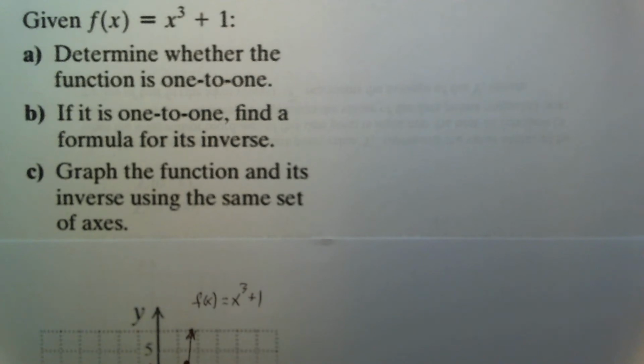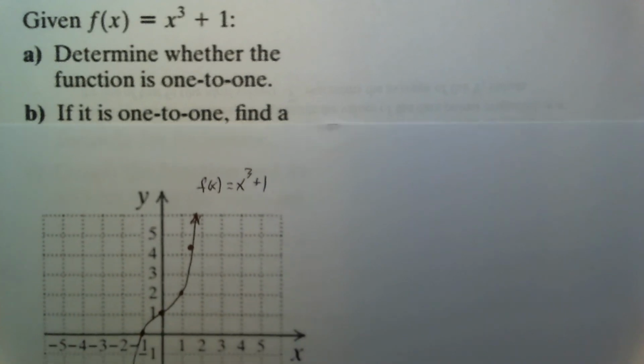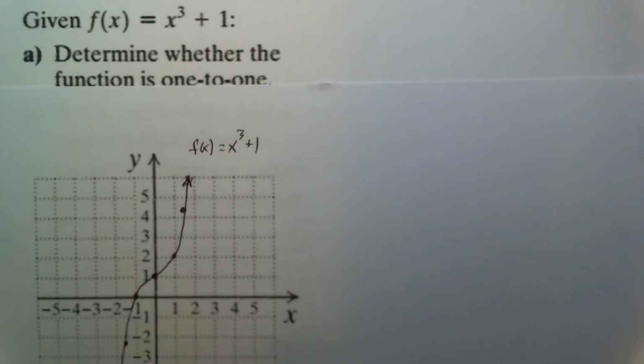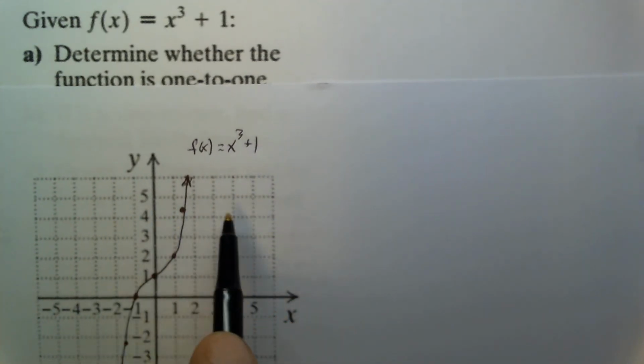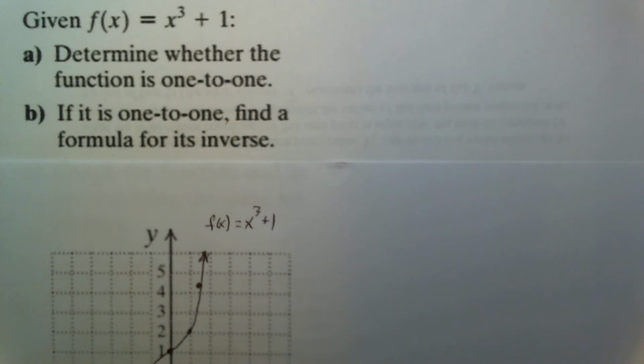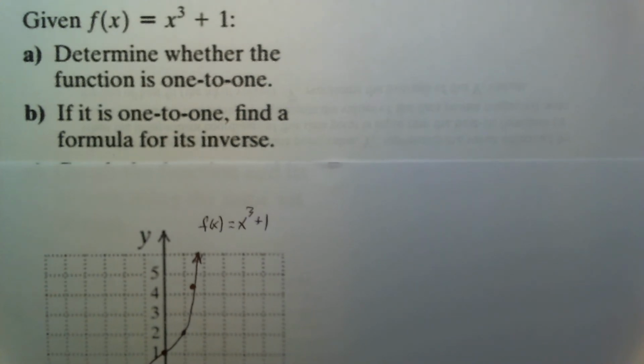For the next exercise, we are given that f of x equals x to the third plus 1. Part A is to determine whether the function is one-to-one. So I graph the function, and here's f of x equals x to the third plus 1. It passes the horizontal line test. So in other words, it's a one-to-one function. The next step is to find its inverse.